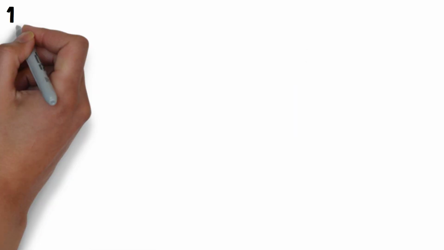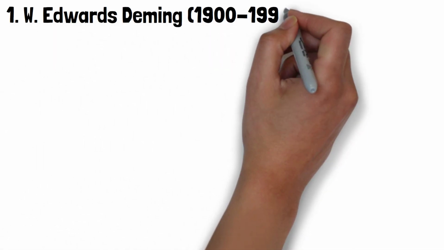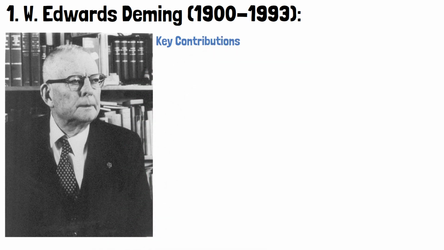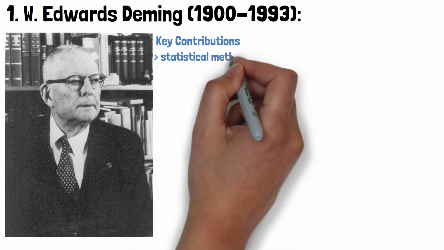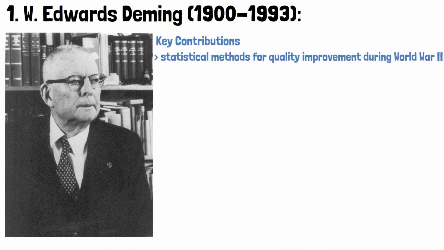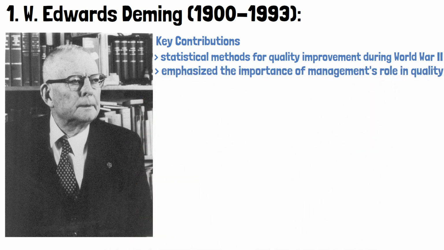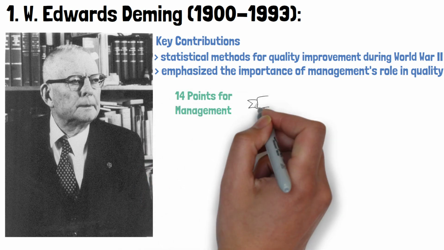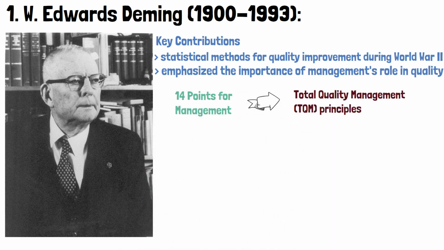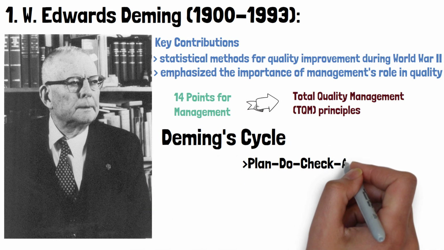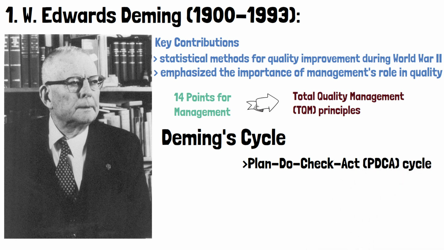1. W. Edwards Deming, 1900 to 1993, key contributions. Deming is perhaps the most influential figure in quality management. He introduced statistical methods for quality improvement during World War II and later emphasized the importance of management's role in quality. Deming's famous 14 points for management laid the foundation for total quality management, TQM, principles. Deming's cycle: he introduced the Plan Do Check Act, PDCA, cycle, also known as the Deming cycle or Deming wheel, as a framework for continuous improvement.